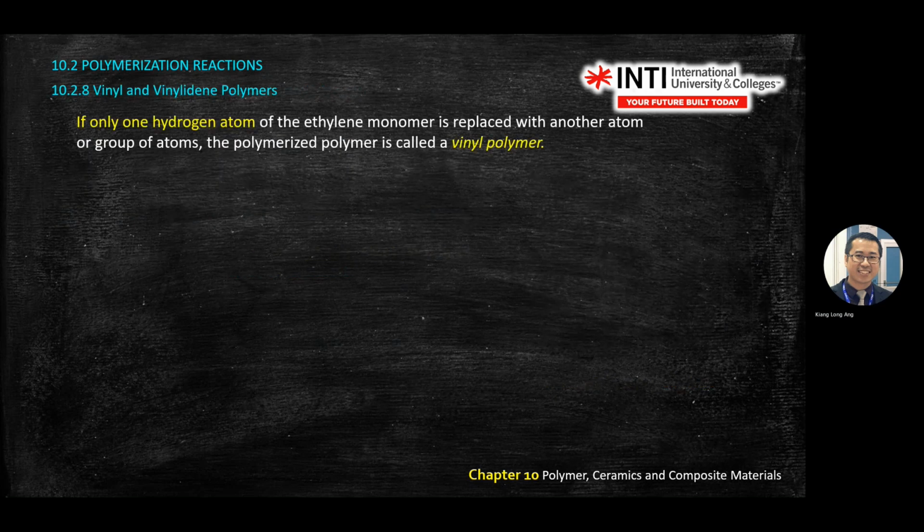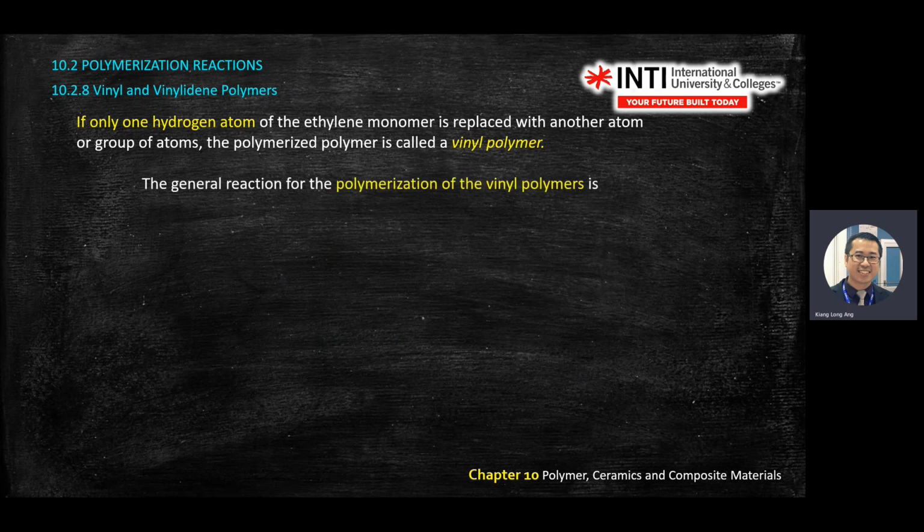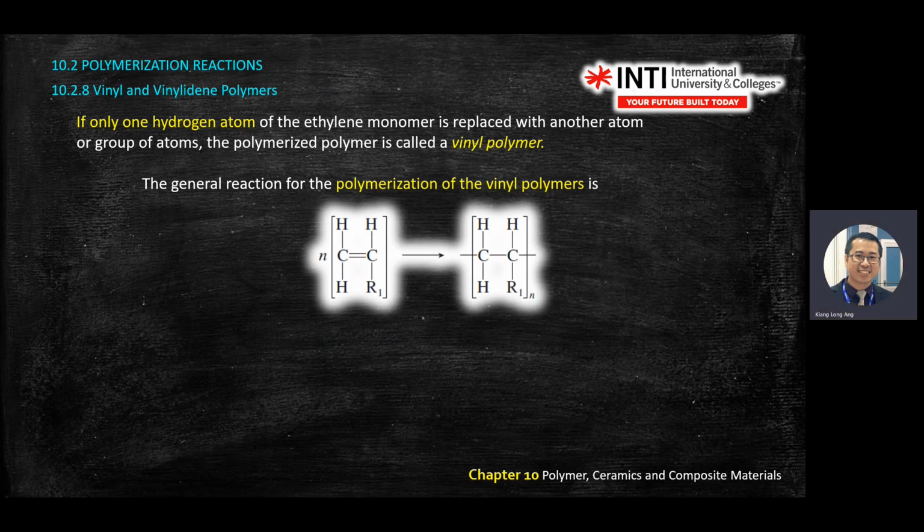Okay. Then we look at PVC or vinyl polymer. Vinyl polymer means that only one hydrogen of ethylene is replaced with another atom or group of atoms. So this is called vinyl polymer. For example, a general polymerization reaction to get PVC, or not PVC, but a vinyl polymer. For example, you look at this one.